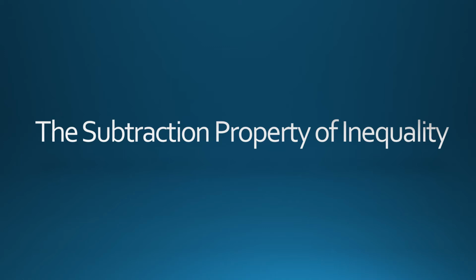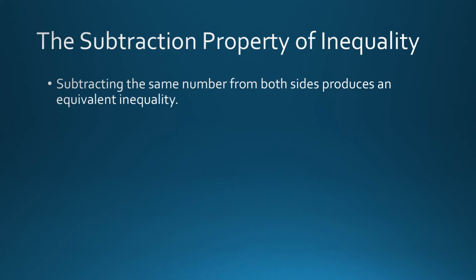In this video, I'm going to discuss the subtraction property of inequality. The subtraction property of inequality just states that if you subtract the same number from both sides of an inequality, it produces an equivalent inequality. So it's not changing the value of the inequality in any way. This is very similar to working with equations: to isolate the variable, if you needed to undo addition, you would subtract from both sides.